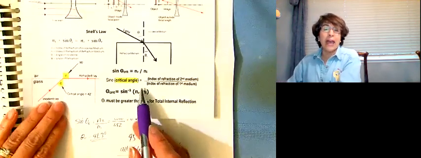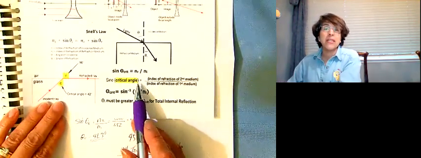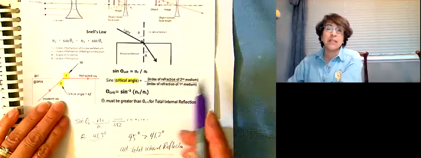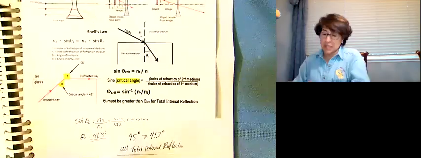It's just practicing what it means to have a critical angle. All you need is the index of refraction of the first medium and the second medium. The second medium in the numerator, the first medium in the denominator.